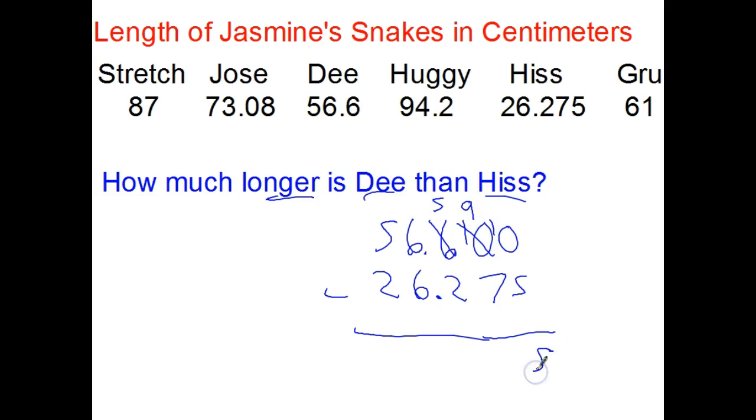10 minus 5 is 5. 9 minus 7 is a 2. 5 minus 2 is 3. 6 minus 6 is 0. 5 minus 2 is 3. 30.325 centimeters. And hopefully that video helps you with subtracting decimals. Most important thing is line up the decimal point, add zeros wherever there's a digit missing.